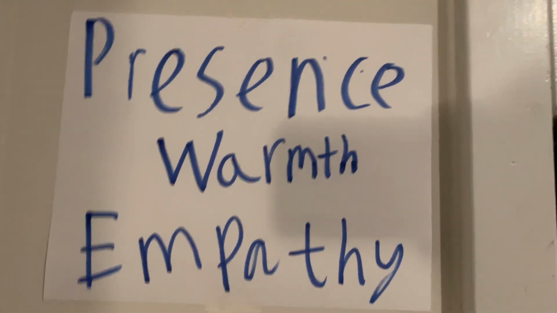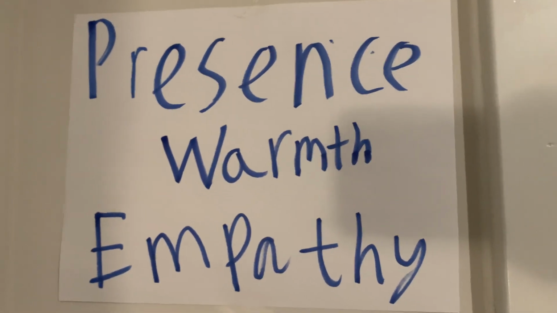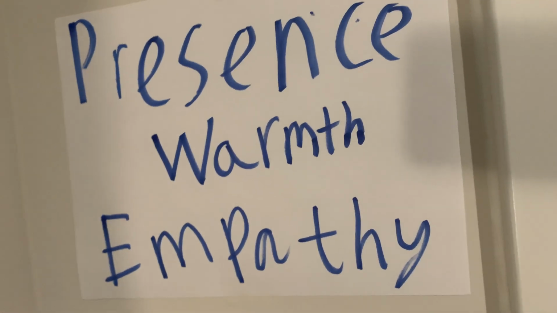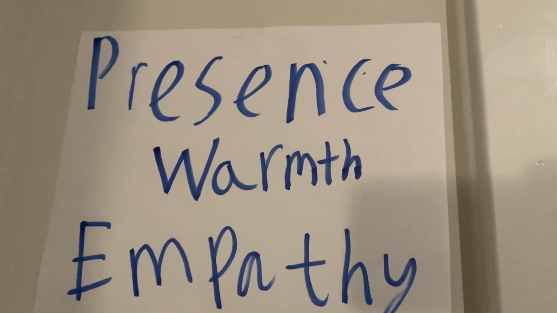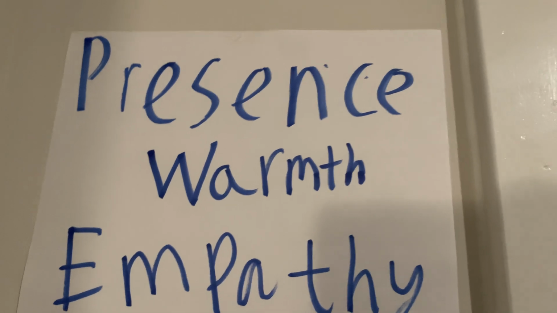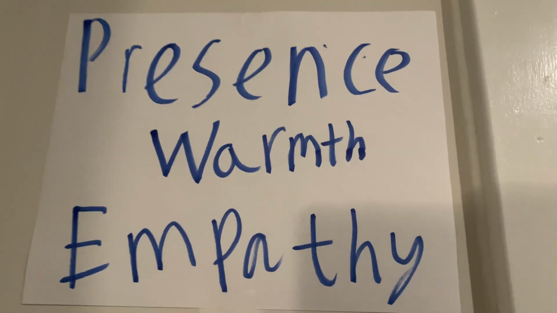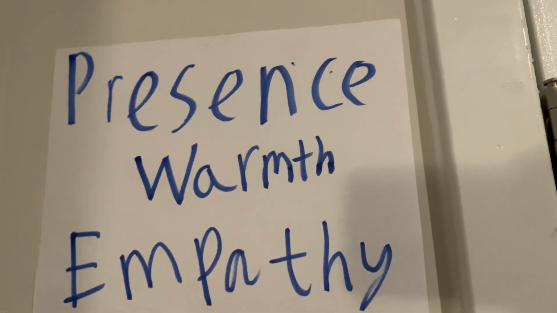And here, sometimes I struggle with social life, so I wrote this on my wall too. Presence, warmth, empathy. This is all you need to build a good friendship, relationship, anything. This is like the Pareto's 80/20, the 20% that makes 80% of the results. If you have these three, you can run any good relationship.